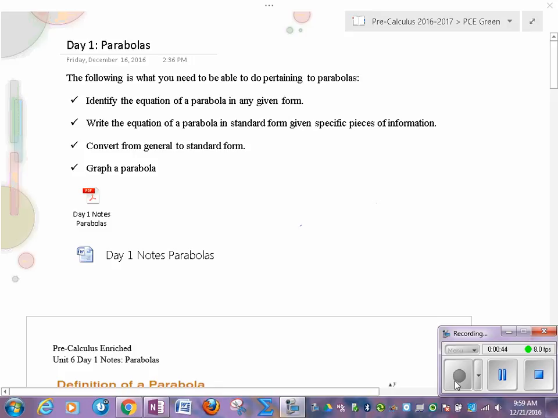You have to be able to identify the equation of a parabola, and I can give it to you in any form, whether it be general or standard. You have to be able to write the equation of a parabola in standard form, and we'll talk about that today. I'll be able to give you specific pieces of information. You also need to convert from general to standard form using completing the square, and you also have to be able to graph a parabola.